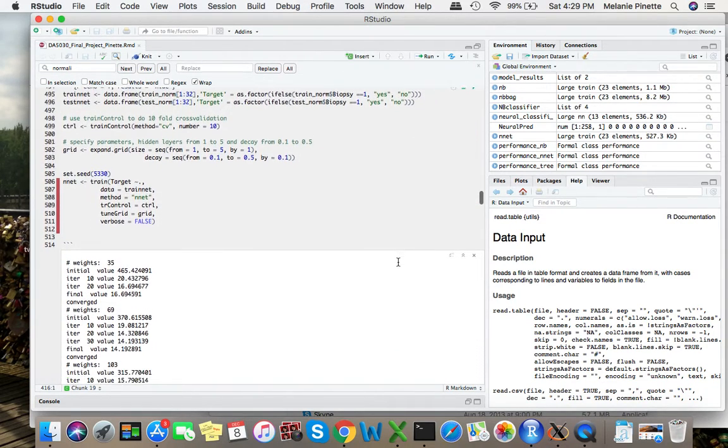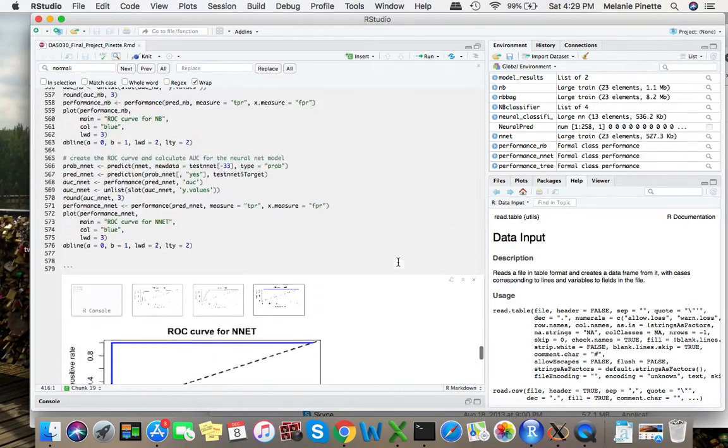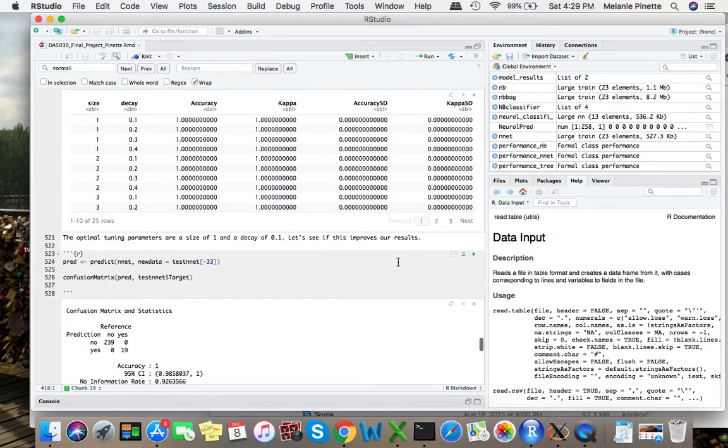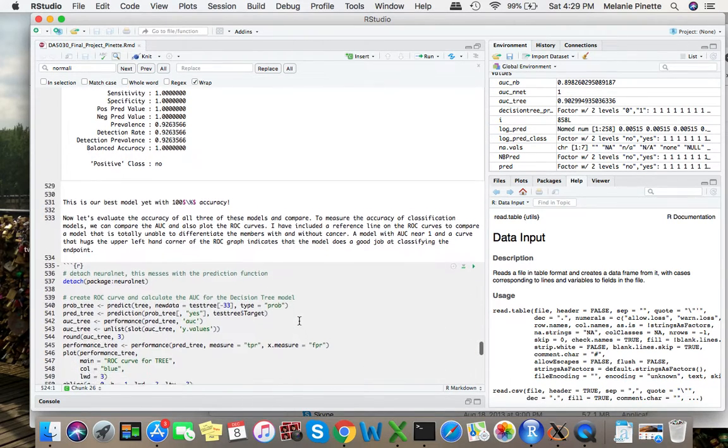I think we already ran this. Let's skip the running of this and see how it performed. Okay. So when we tune this perfectly, the optimal size is a hidden network of 1 and decay of 0.1, and the performance is 100% accurate, which is very impressive.